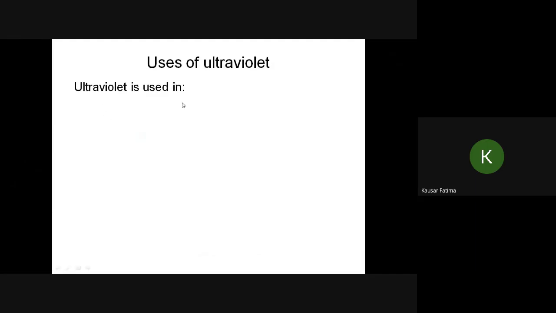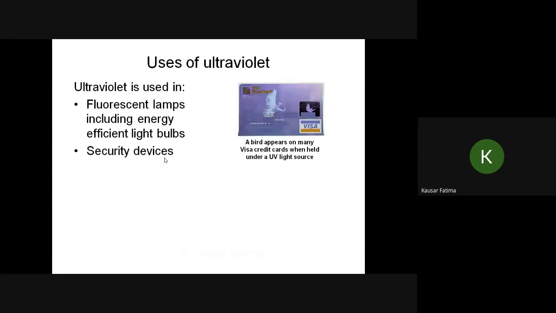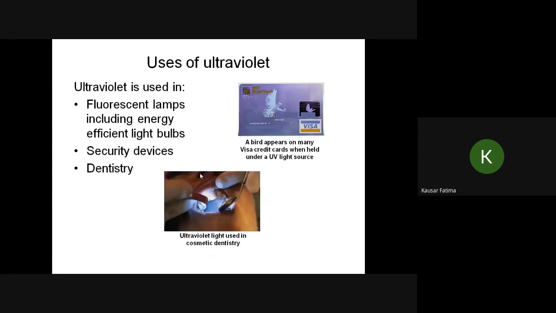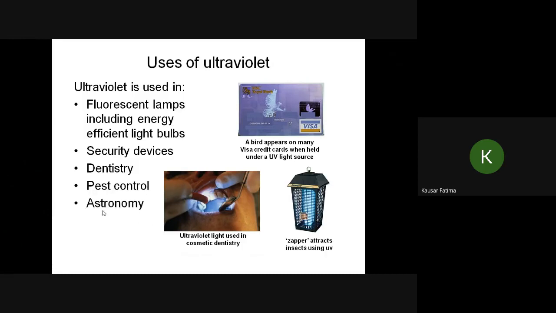It cannot pass through the glass. So it's used in fluorescent lamps, including energy efficient light bulbs, security devices, and dentistry. It is also used for sterilization, medical purposes, pest control, astronomy, and sterilizing medical equipment. This is the lamp which attracts insects and mosquitoes towards it, so that is also for pest control.